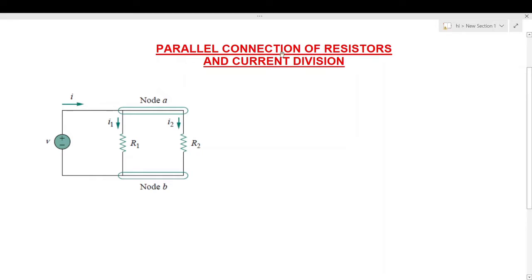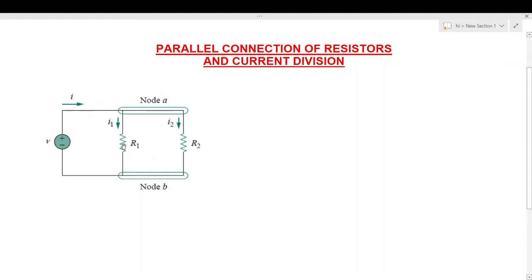In this video we will see parallel connection of resistors and current division. For that we will consider a circuit which has one voltage source and two resistors. The connection of the voltage source and resistors are shown in the diagram. The current flowing through R1 will be I1 and the current flowing through R2 will be I2. The currents I1 and I2 can also be called branch currents.